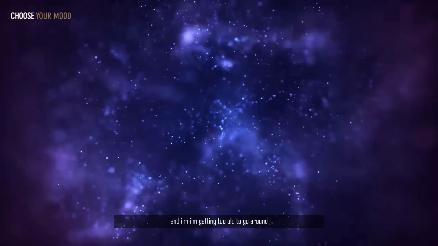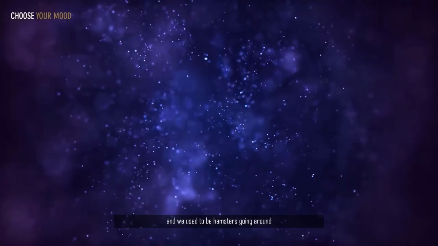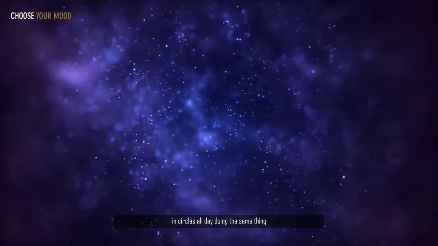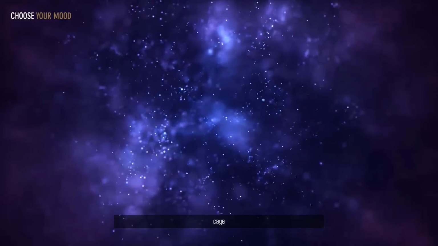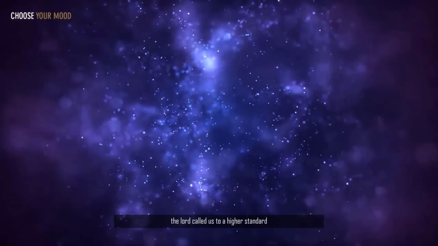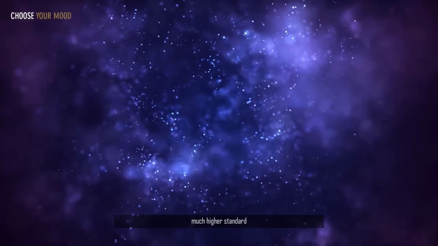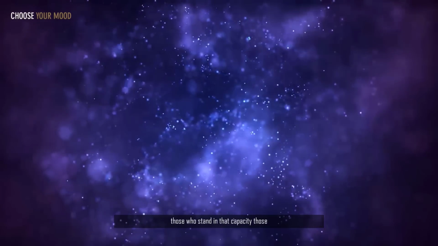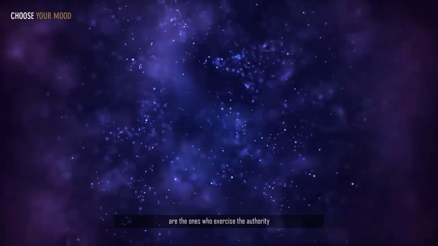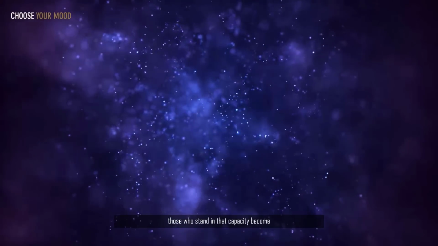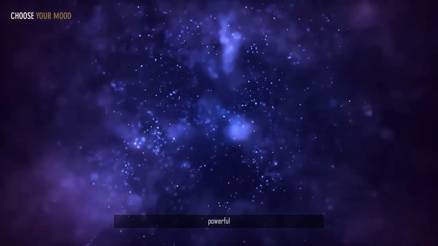And I'm getting too old to go around in circles. I'm not a hamster anymore, right? We used to be hamsters, going around in circles all day, doing the same thing every day, thinking, I've made it to the top, when in truth we were still in a cage. The Lord called us to a higher standard. Much higher standard. Those who stand in that capacity, those are the ones who exercise the authority. Those who stand in that capacity become the humble of the earth. And the humble of the earth are the most powerful.